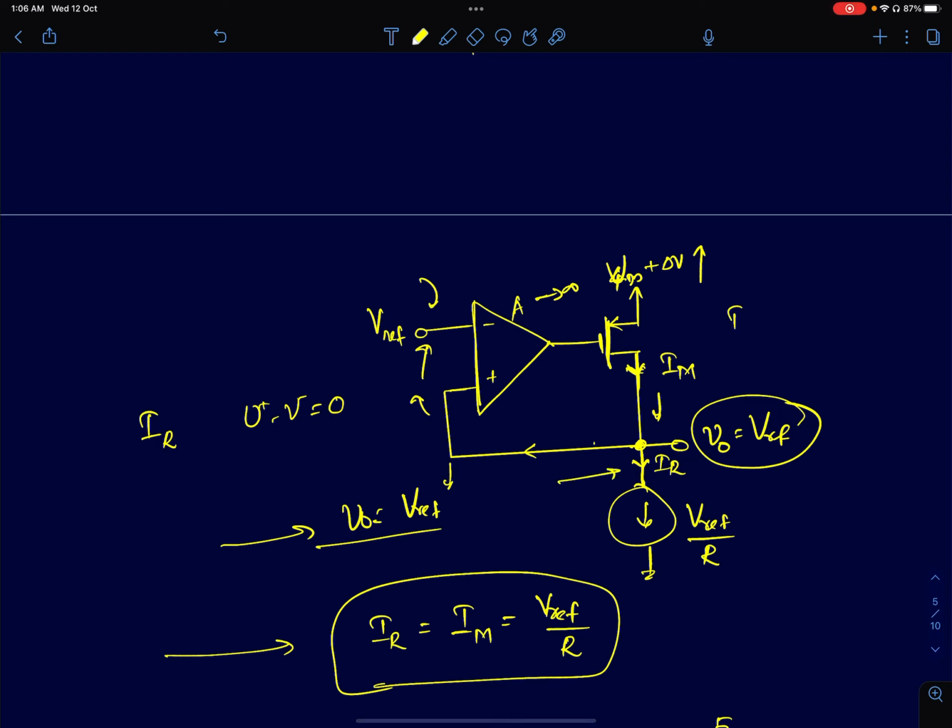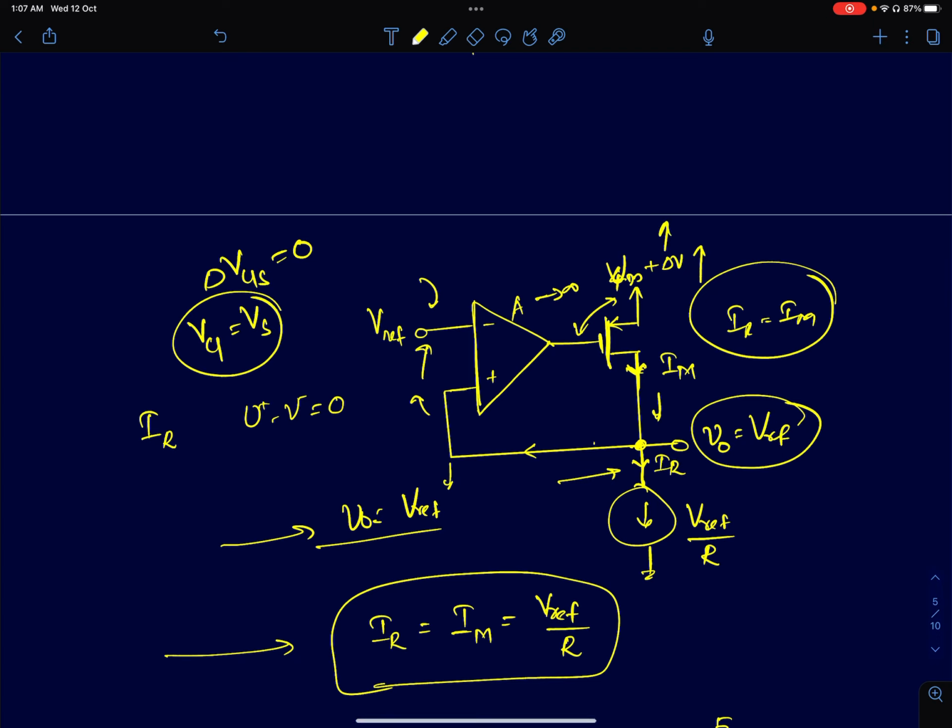Now in this circuit, IR is exactly equal to IM. So the current flowing through this MOSFET is also remaining the same. If the current through the MOSFET is remaining the same, and we'll for the time being ignore channel length modulation, then the only possibility is that the VGS is remaining the same. The change in VGS, delta VGS, is 0, which means the gate voltage change is exactly equal to the source voltage change. I've changed the source voltage by delta V, so the gate voltage also has to increase by the same amount. This is enforced by negative feedback.